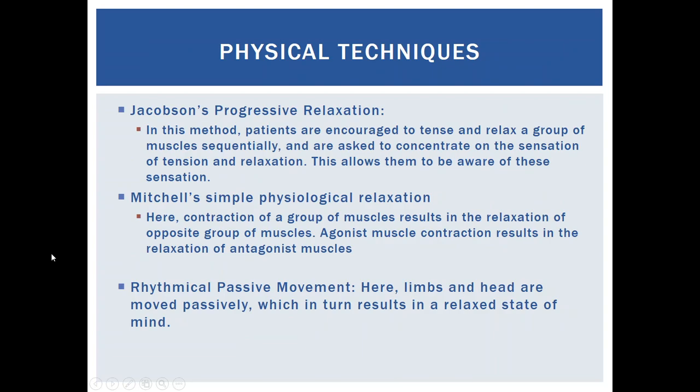The physical techniques include Jacobson's progressive relaxation, where the patients are encouraged to tense and relax a group of muscles sequentially, and then they are asked to concentrate upon the sensation. So while they are tensing a group of muscles, they understand the sensation of exactly what tension is. So many a times we just don't realize that we have a certain body part that is tensed, and only when you acknowledge that yes, my fingers are tense, can I actually let go of the tension and feel relaxed.